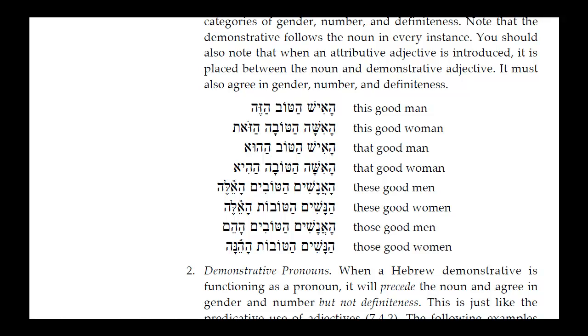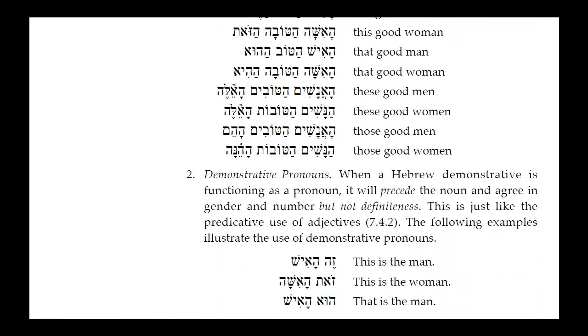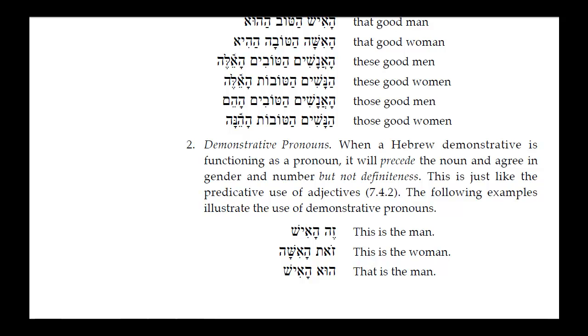Now let's go to the demonstrative pronoun, which is a lot like the predicative adjective in form. When a Hebrew demonstrative is functioning as a pronoun, it will precede the noun and agree in gender and number, but not in definiteness. Again, it won't have a definite article, just like the predicate adjective. So let's look at some examples.